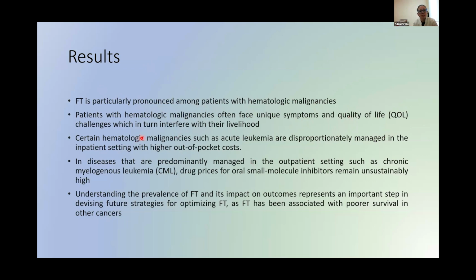Certain hematological malignancies, like, for example, acute leukemia, are disproportionately managed in inpatient settings, and most of them will have higher out-of-pocket costs. Sometimes we have patients, like with chronic myeloid leukemia, who are ambulatory patients, but they need small molecule inhibitors that are very high in price. And understanding this prevalence of financial toxicity would impact the outcomes of those patients.